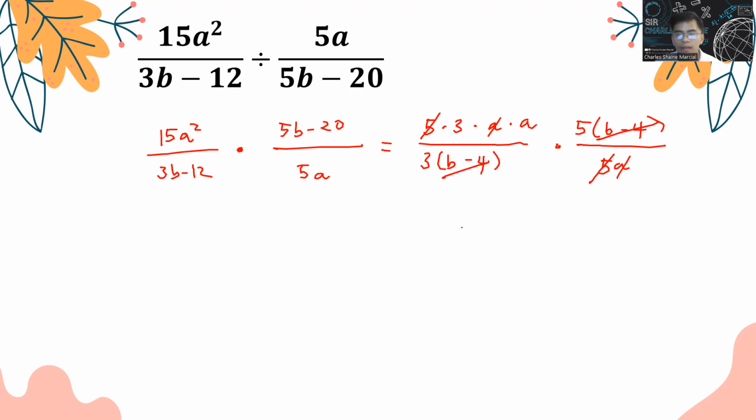Now, ano na lang yung mga natitira? And also, we have 3 from numerator and denominator. Cancel out na din. Then, yung natitirang values na lang is 5a. Then, sa denominator, 1. Or yung final answer natin is 5a na lang.